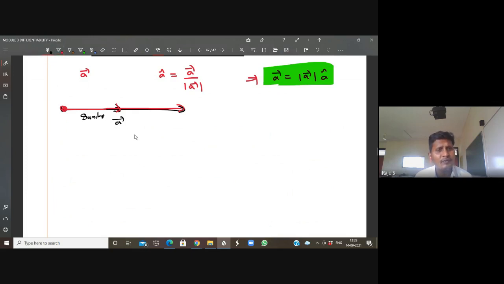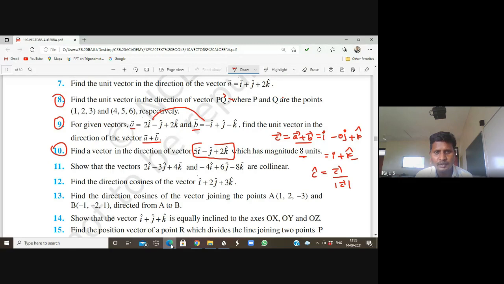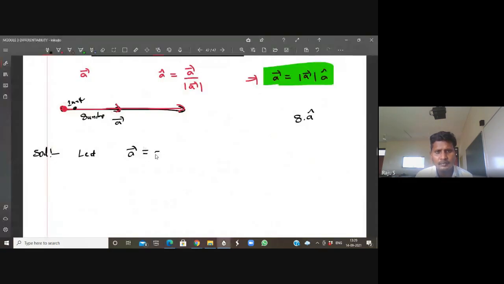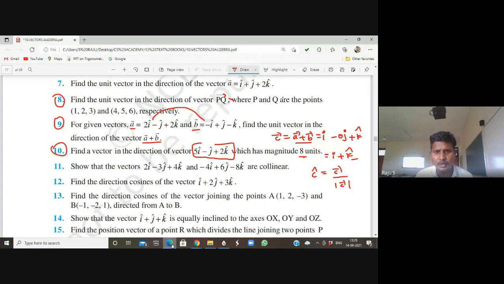For that, what shall we do? First, we have to find a unit vector. That unit vector we can multiply with 8. Indirectly, they are asking, 8 is the magnitude and the unit vector is A cap, so we need to find 8 A cap. In the question, I want to take your solution. Let us consider the given vector is A vector, A is equal to 5i minus j plus 2k.